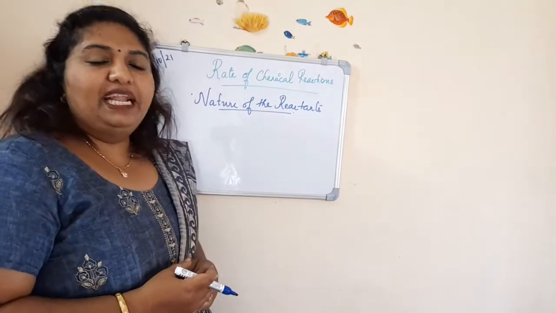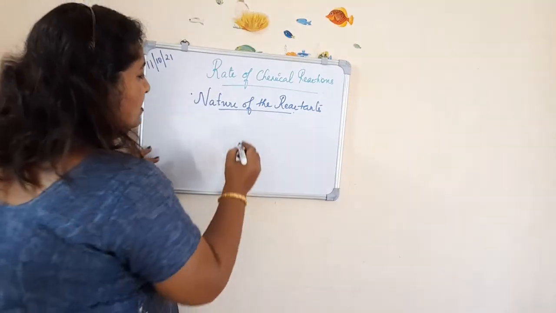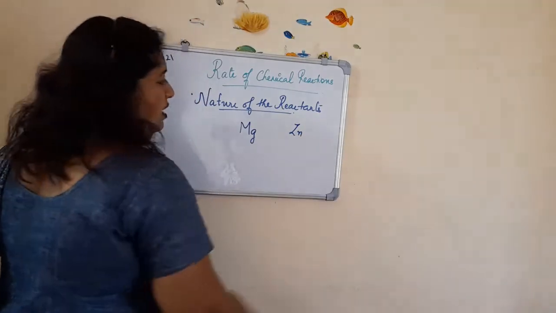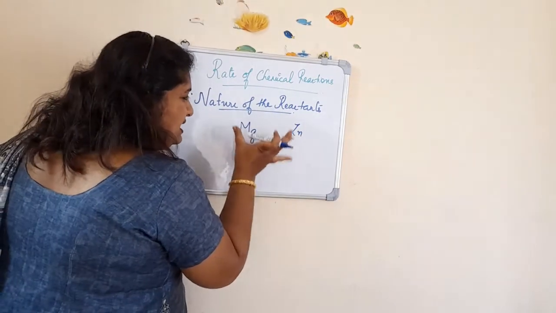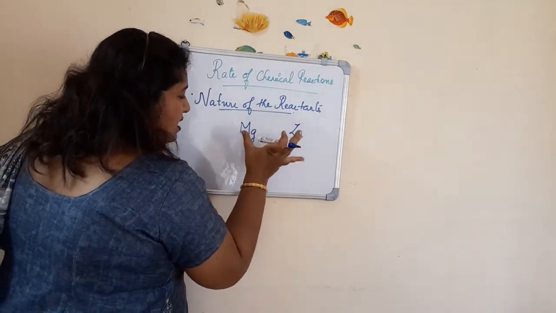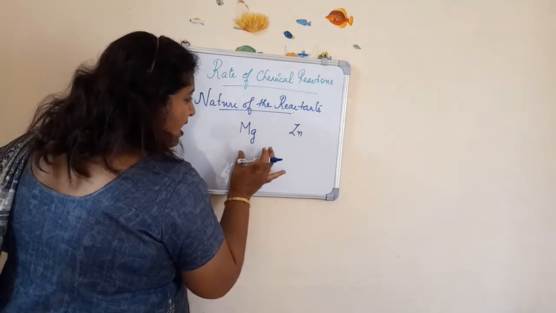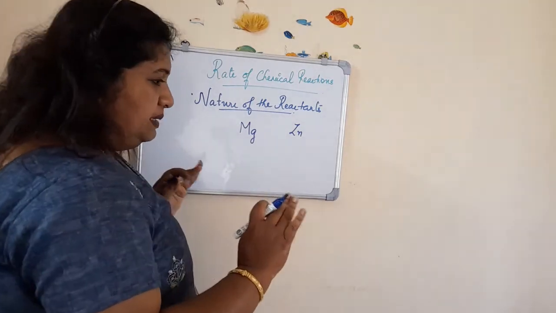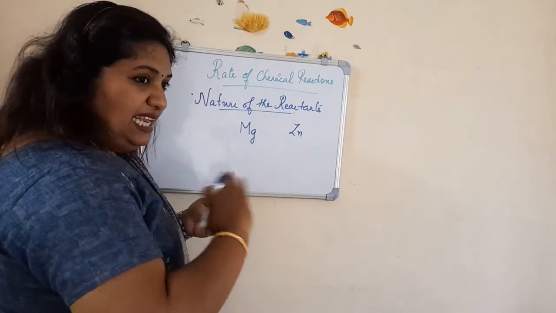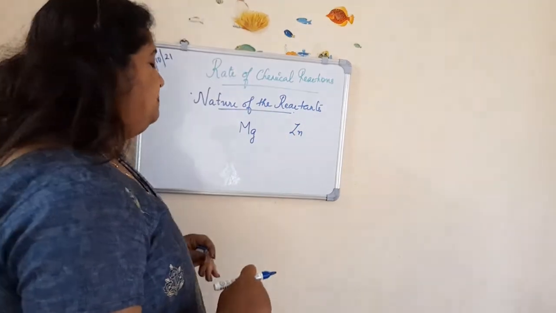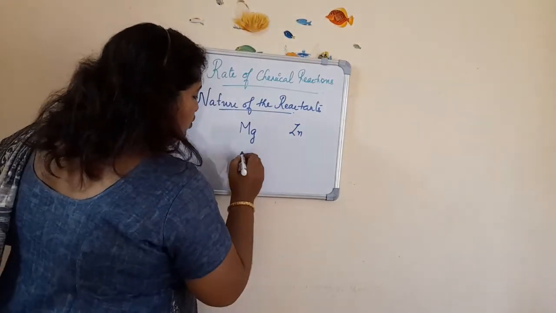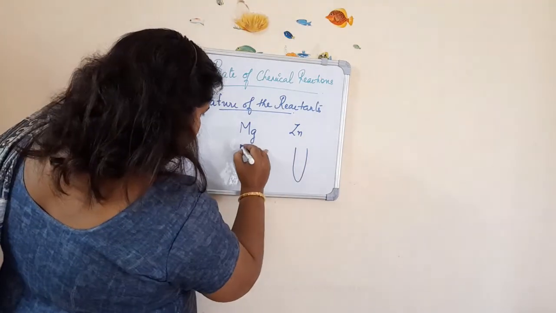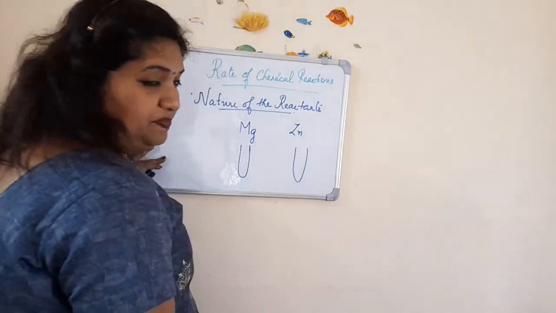To explain the nature of the reactant, I am taking two metal pieces, magnesium and zinc, both of a similar size. I am cleaning them properly, rubbing them and cleaning the surface of the metal very well. And I am taking two test tubes. Don't think that one is big and one is small, both are the same.